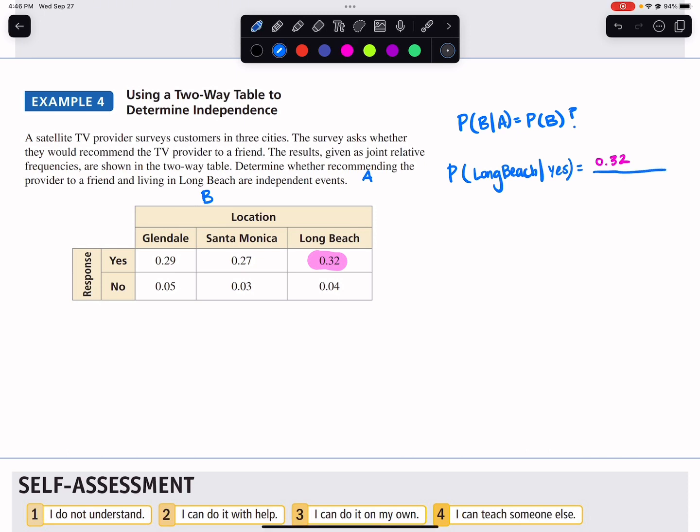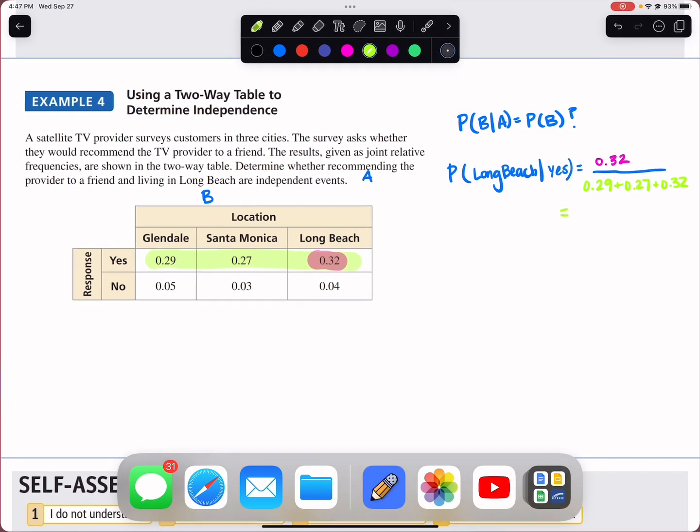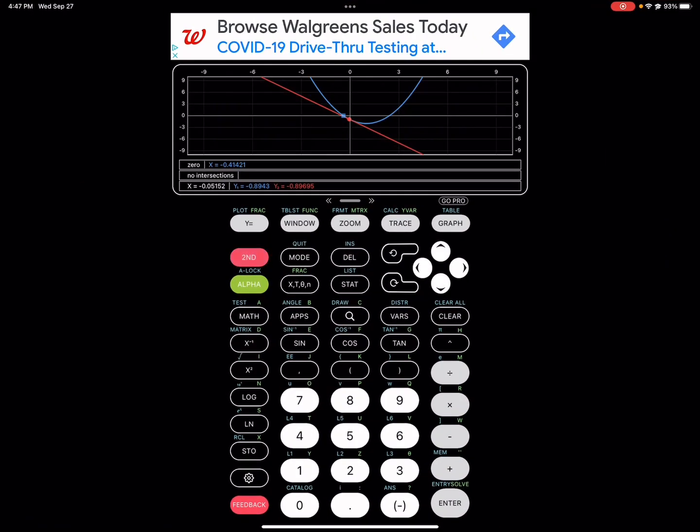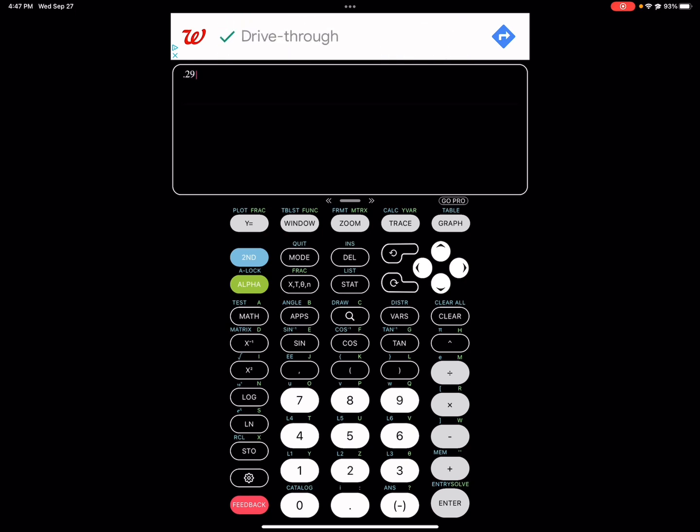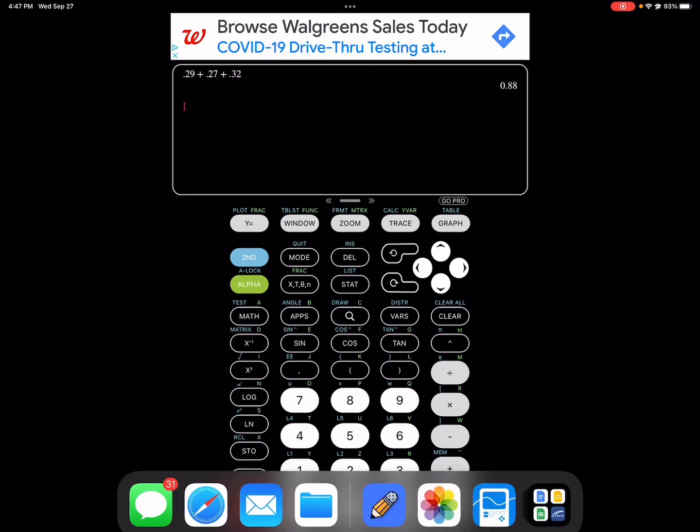Over the probability of them saying yes. So all of these values right here added together, we've got to find the total. So 0.29 plus 0.27 plus 0.32. I'm going to use my calculator. And I'm going to say 0.29 plus 0.27 plus 0.32, so 0.88.